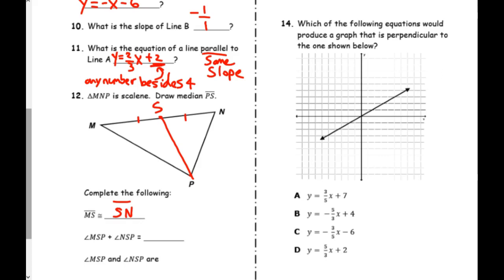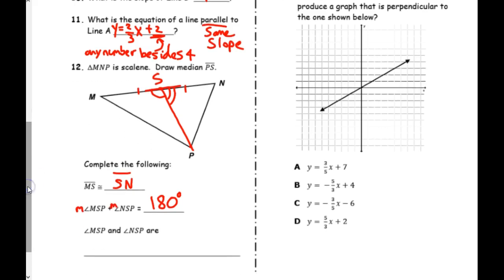Angle MSP plus angle NSP. Together these make a straight line. That's called a linear pair. Okay? It equals 180 degrees. Now I know I didn't say measure, but it should say measure, little m. The measure of MSP and NSP are, like I just said, a linear pair. Anytime they make a straight line of 180, they are a linear pair.